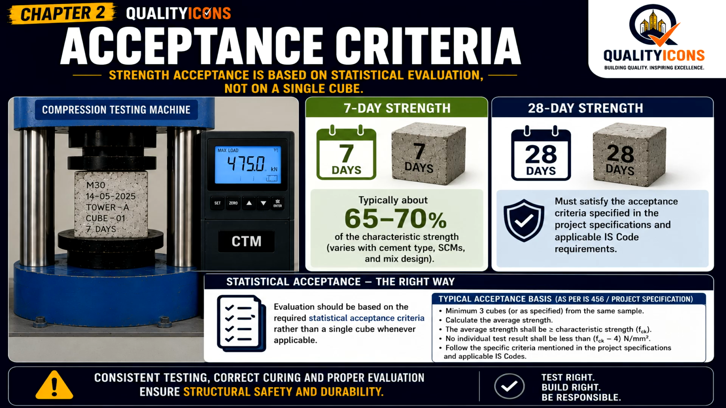After completion of the testing, you have the acceptance criteria. Coming to the acceptance criteria. 7-day strength generally reaches around 65 to 70% of the characteristic strength, depending on cement type, supplementary cementitious materials, and the approved mix design. 28-day strength must satisfy the project specifications and applicable IS code requirements. Remember, acceptance should be based on your project statistical criteria and not on a single cube result alone.